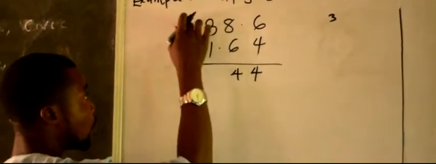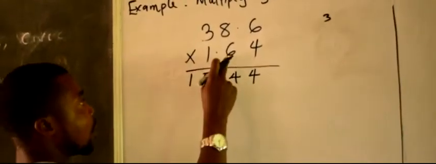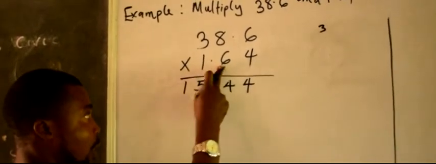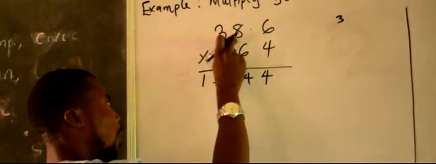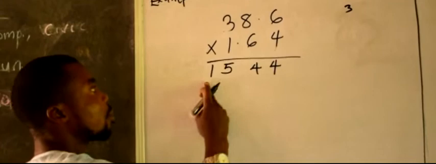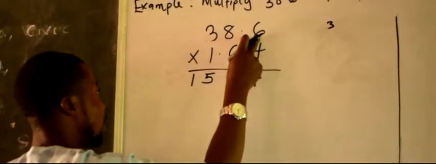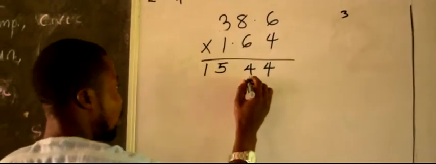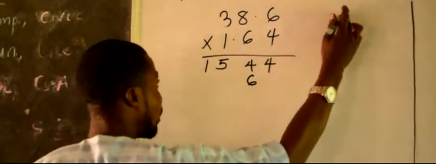15, because you are now multiplying more numbers, you write below 15. The next number, which is 6. You have used 4 to multiply all here. Then the next is 6. 6 times 6, that is 36. You write 6, you keep 3.